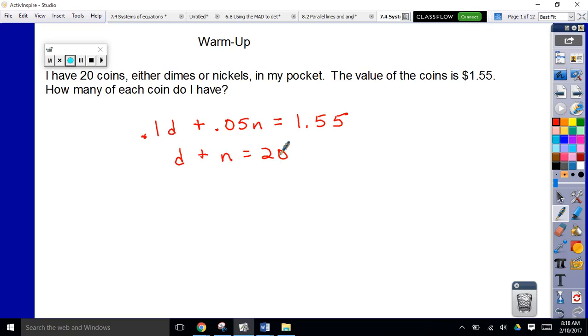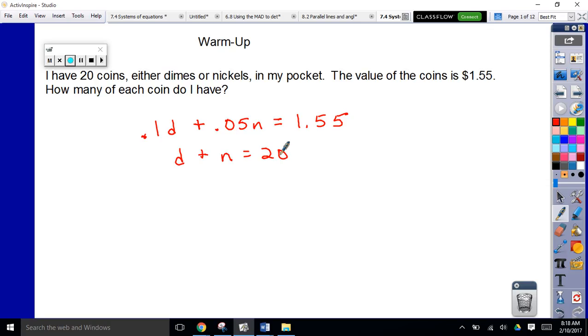The second equation, we use the value of the coins. So dimes are worth 10 cents, so we multiply the number of dimes times 10 cents. We multiply the number of nickels times 5 cents, and that's going to equal the value of the money, which is $1.55. Does that make sense? Anyone still confused by that?